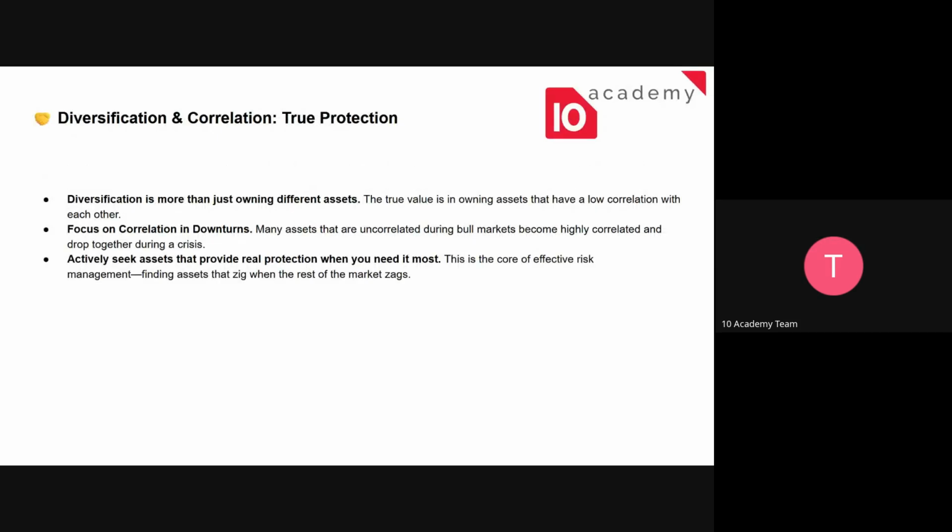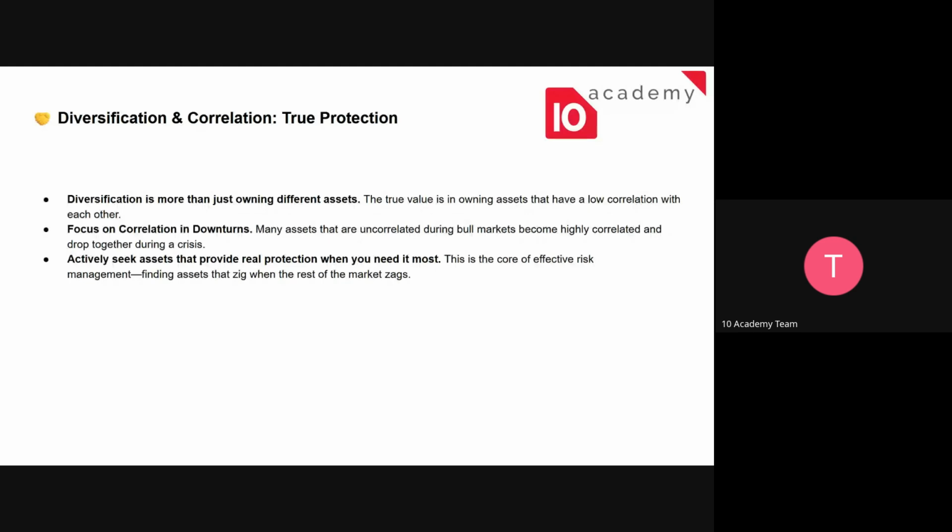Another true protection is diversification and correlation. Diversification is more than just owning different assets. The true value is owning assets that have low correlation with each other, so that if there is a specific factor, one we have seen or one we have not seen, that affects one product, the other is not related to it and is still safe. So this will add value to our market or company. The true value is owning assets that have a low correlation with each other.